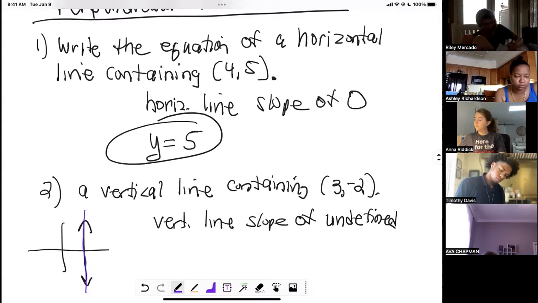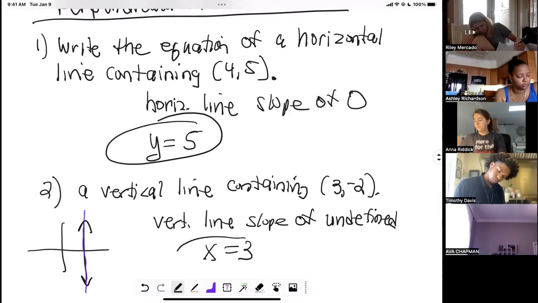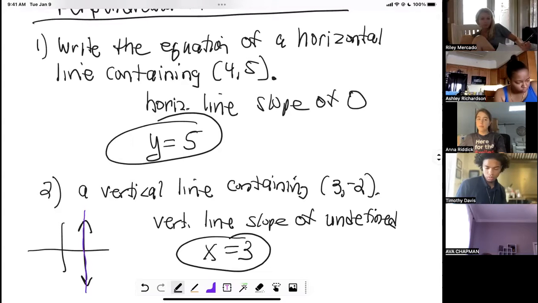But every undefined slope is an x equals. What's my x? 3. X is equal to 3. That's my equation. So for those particular kinds, you just have to keep in mind, horizontal means slope of 0, that's a y equals. A vertical means undefined, that's an x equals. Okay, awesome.